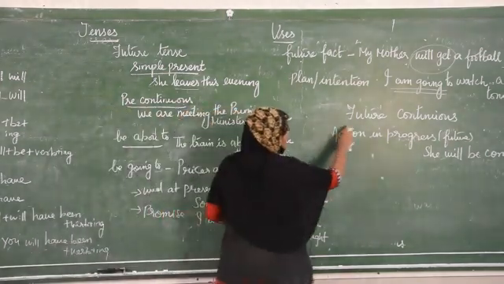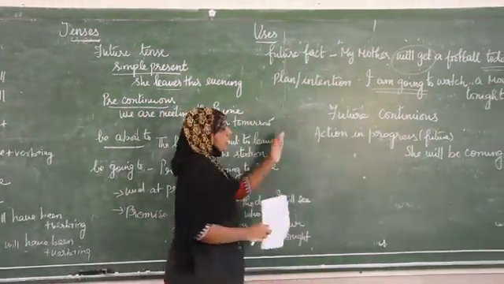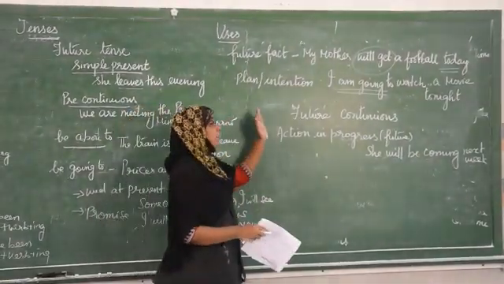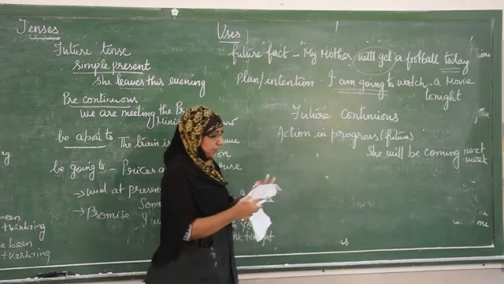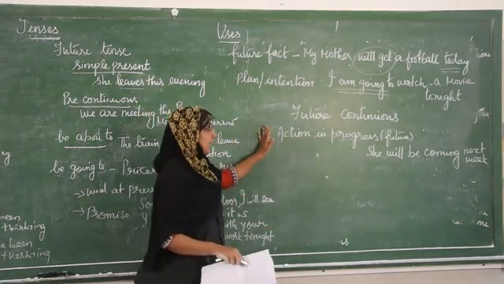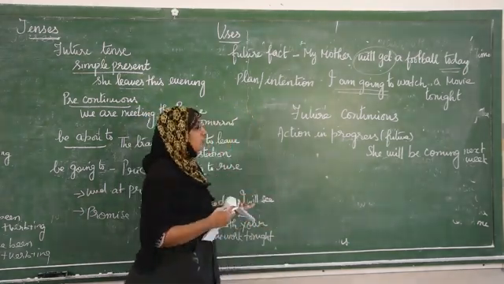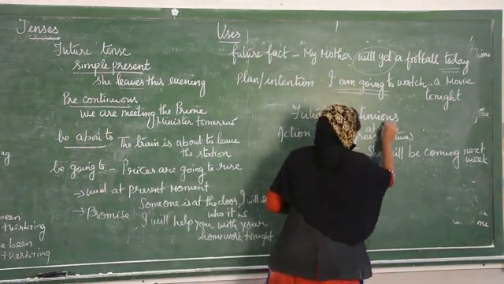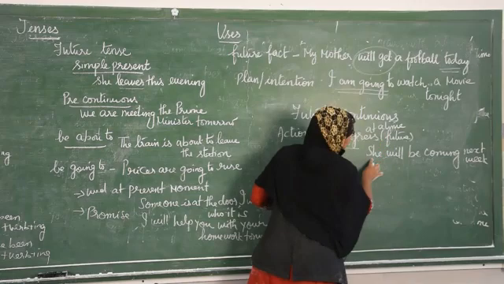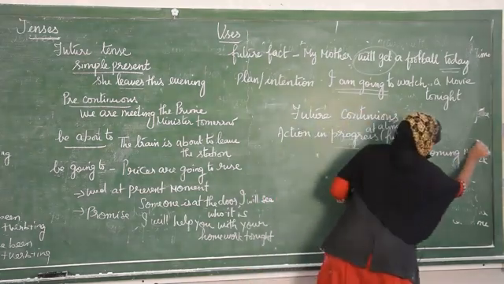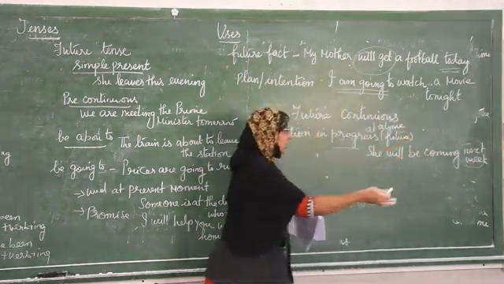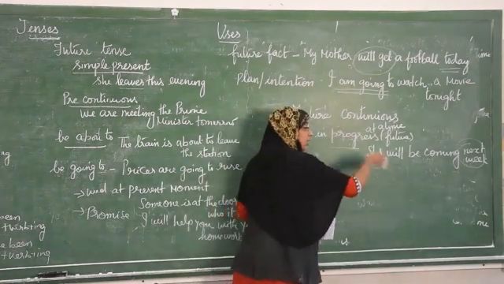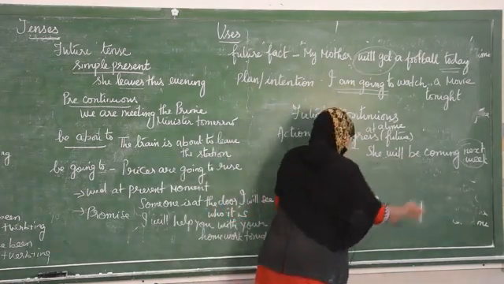Now the next one is future continuous tense. Here the future continuous tense refers to an action which will be in progress in the future. Clear? At any time. Now first we will see action in progress at a time in the future. Clear? She will be coming next week. That means next week she has decided to come. So the action will be going on in the future.